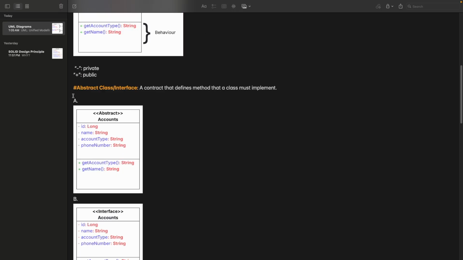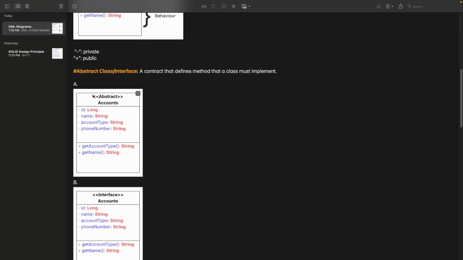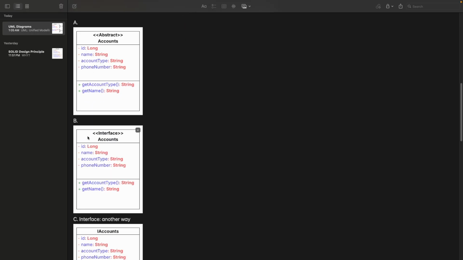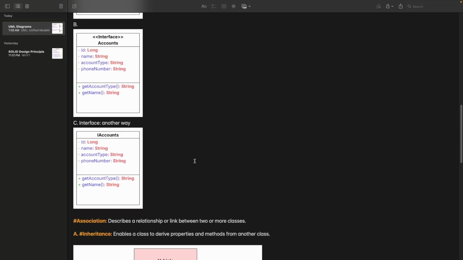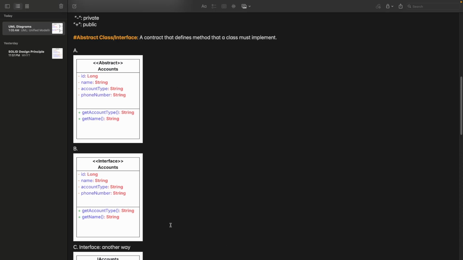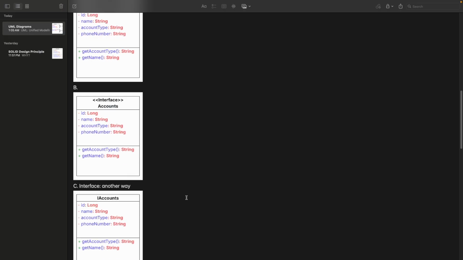Now coming to abstract classes or interfaces. It's basically a contract that defines methods that a class must implement. How we are going to represent this is by writing abstract on top and then giving the abstract name. These are again the members and behavior. For interfaces, we'll write like this. Above, we can write interface, or you can write it like IAccounts, with I representing that it is an interface. In industry, all three methods are valid and are being used.